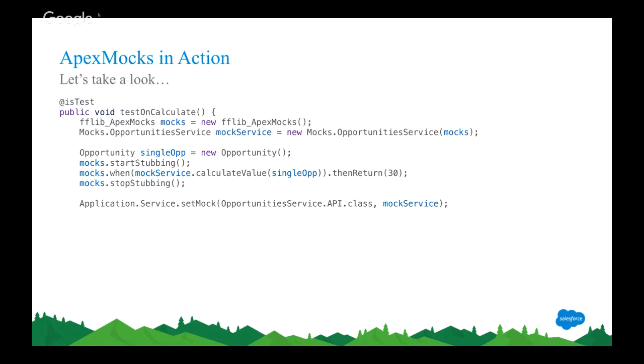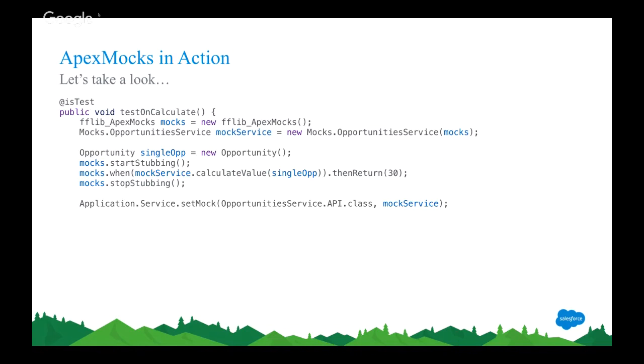So we're going to call mocks.startStubbing. What this does is it tells the system, hey, I don't want to actually call this method on my mock service. What I want to do is record the method name in conjunction with the parameters so that I can have a specific value that gets returned. The way to read this is: when mock service's calculate value method is called with the specific parameter of single op, then return 30. And this is all getting recorded on our mocks object, which you remember links back to our fflib ApexMocks class as an instance.